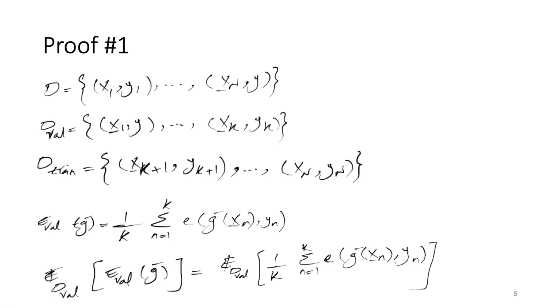The expected value over Dval of the validation error would be equal to, so instead of this, we're going to put that in place, 1 over K and the summation of each of those pointwise errors divided by their number of samples. And we carry on to the next slide.